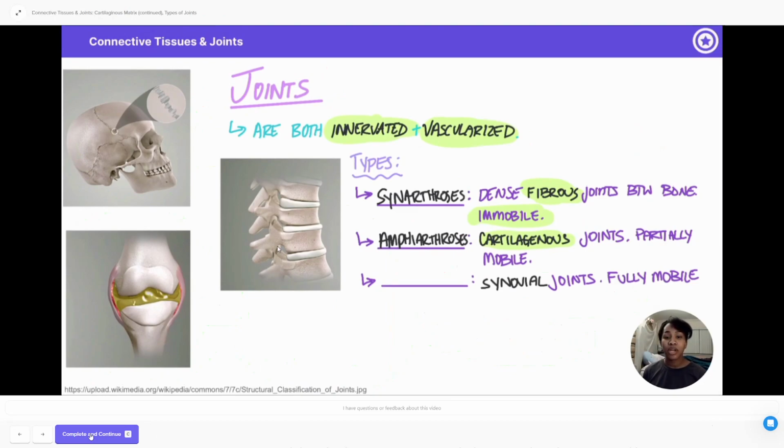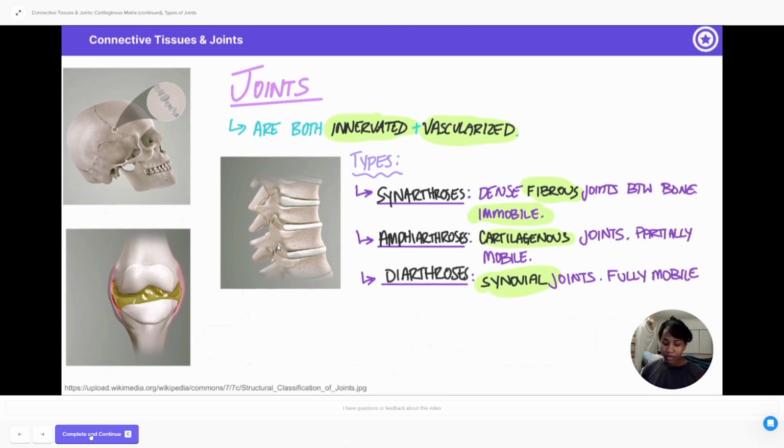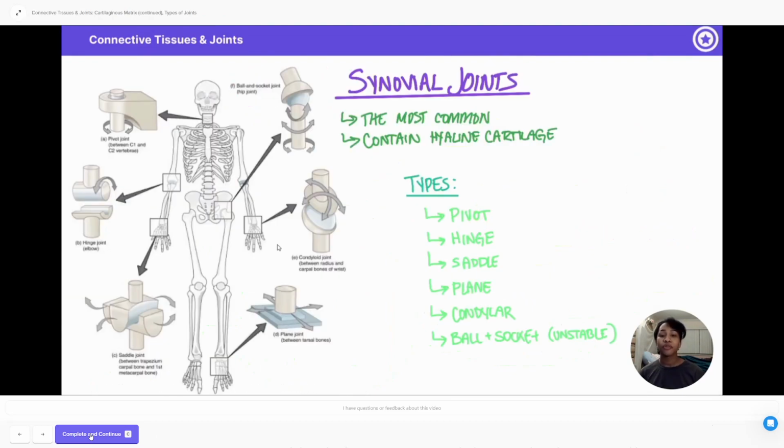And lastly, we have the most common type of joint, which is a synovial joint. And synovial joints are also known as diarthroses. These are the joints that I'm sure we're most familiar with, the joints that are in our hands, our arms, etc. These are going to be fully mobile, and this is what allows us to have the most range of movement in our bodies.